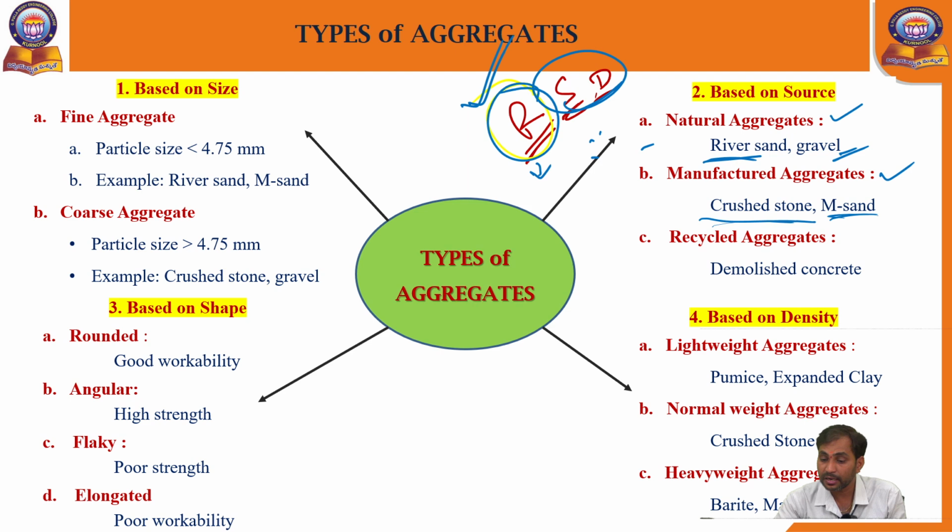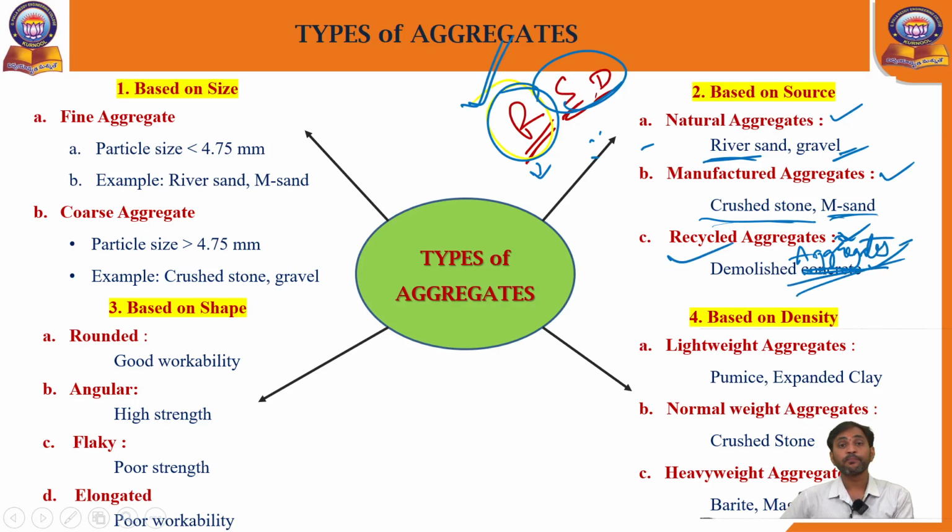Okay, done. Next, recycled aggregates. This is a very easy form. Near the construction areas, wherever any demolition is there, you collect the demolished particles, take them to the factory and do the crushing process. All the demolished materials will be crushed, and it finally gives the recycled aggregates. These are the recycled aggregates.